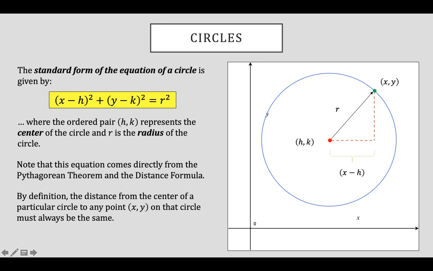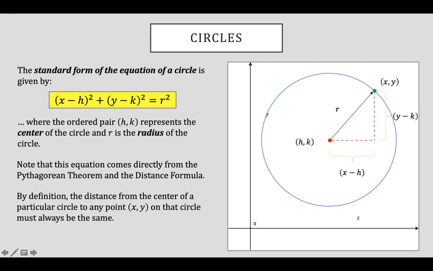The length of the bottom side of this right triangle can be found by taking the difference of the x-coordinates of our 2 points. Notice that is x minus h. That's x2 minus x1. Similarly, we could find the right-hand side of the triangle by finding the difference between our y-coordinates. That's y minus k.